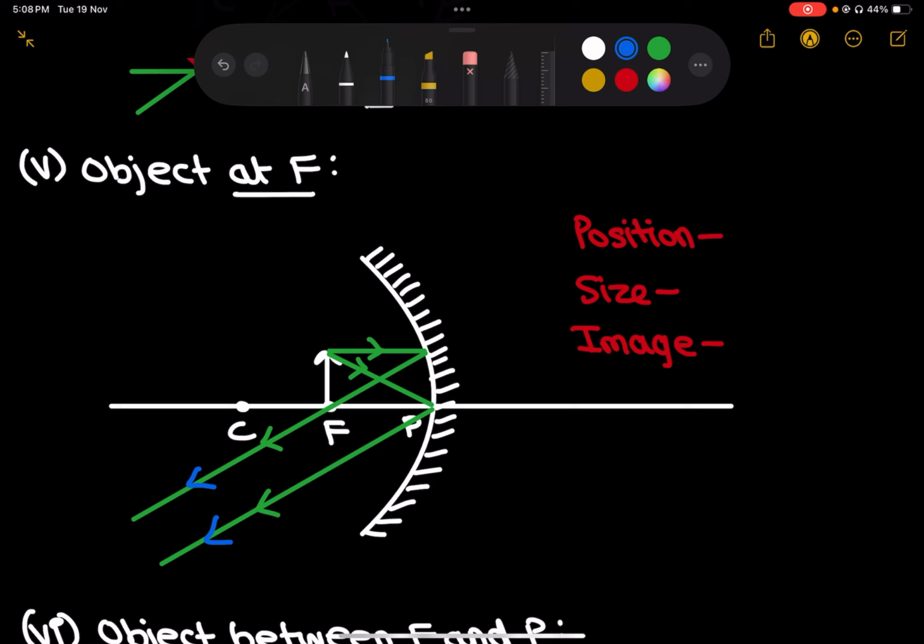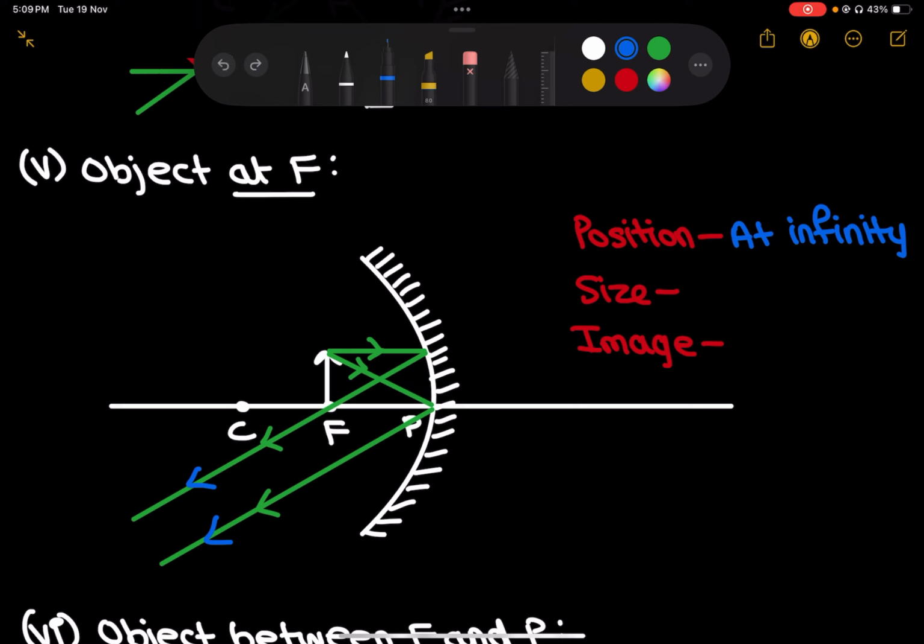So it is said in scientific terms that the image will be formed at infinity. So we'll write the position at infinity, because it is never going to form, right? Even if we trace these rays back, they will never meet because they are parallel, right? So hence we assume that the rays will meet at infinity.